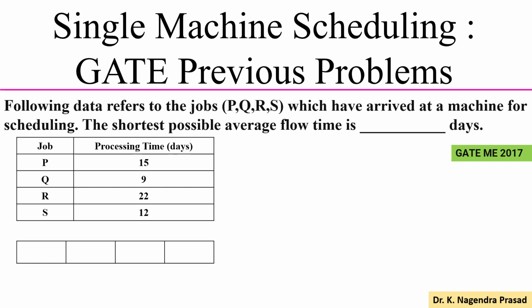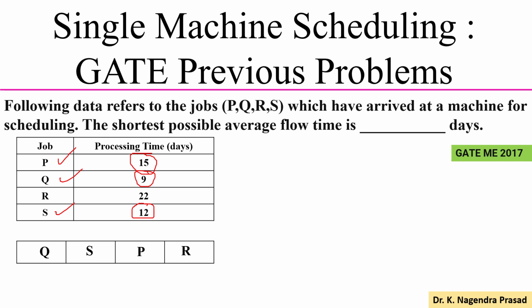Then observe the minimum processing time. Here the minimum processing time is 9 days for the job Q. So in the job sequencing order, first we have to place the job Q. Next to the minimum processing time is 12 for the job S, so we place the job S after the job Q. Next is 15 for the job P, then we place the job P after the job S. And last one is the job R. So this is the job sequencing order.